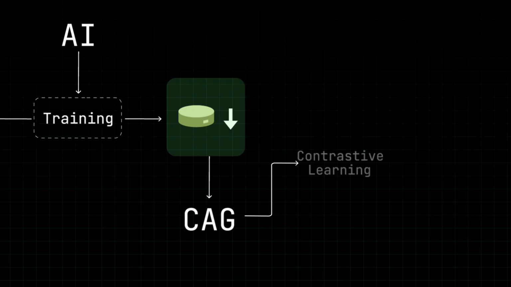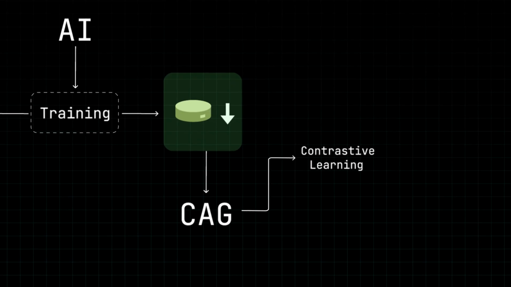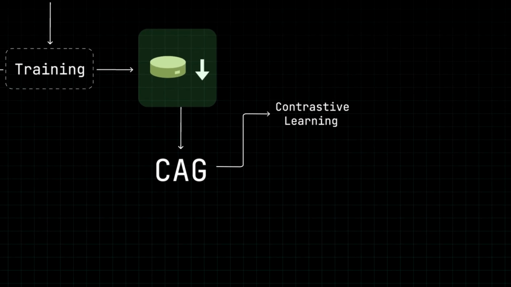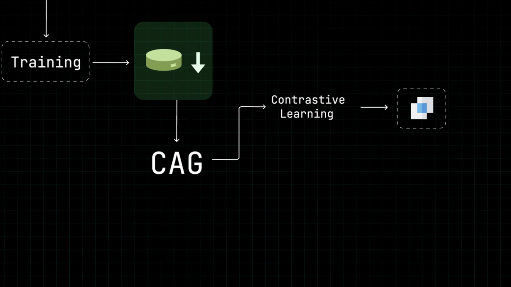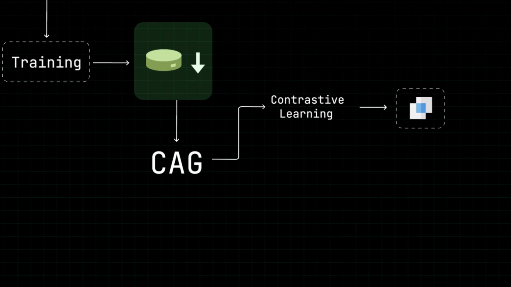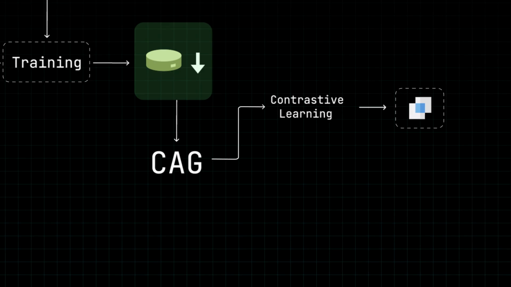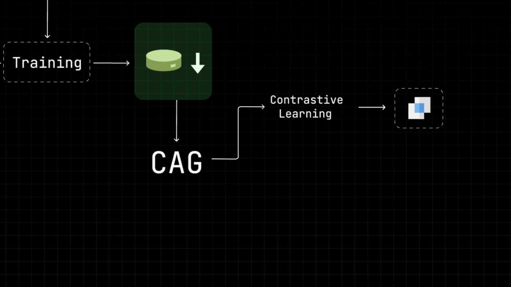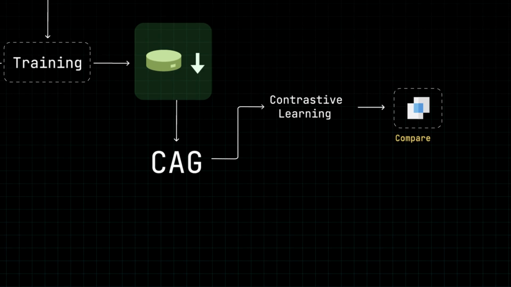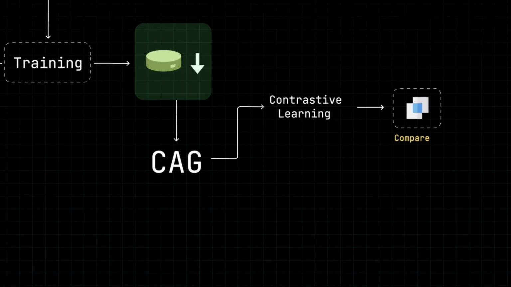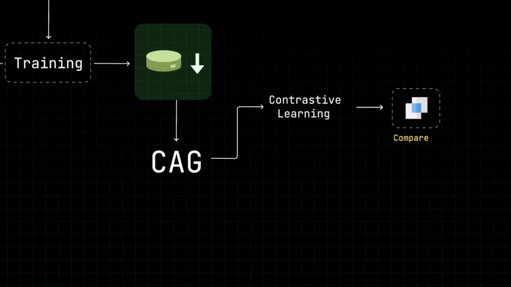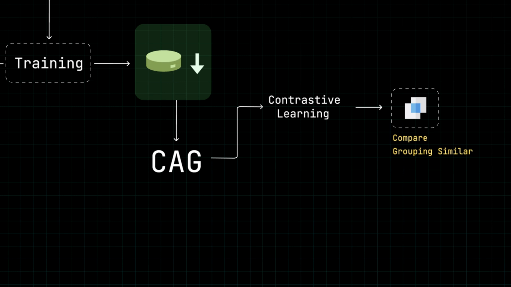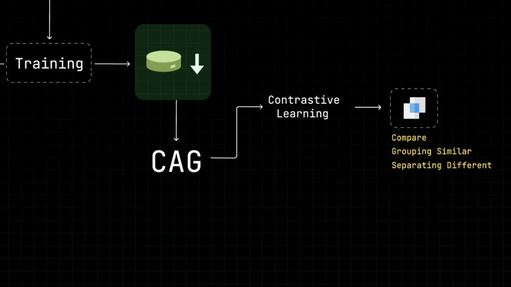First thing, contrastive learning. Instead of just memorizing data, AI is trained to understand the differences and similarities between data points. Think about recognizing two different faces. You don't just stare at them randomly, right? You compare key features like eye shape, nose size, and skin tone to see how they're different. AI does the same. It groups similar things together and pushes different things apart to learn better.